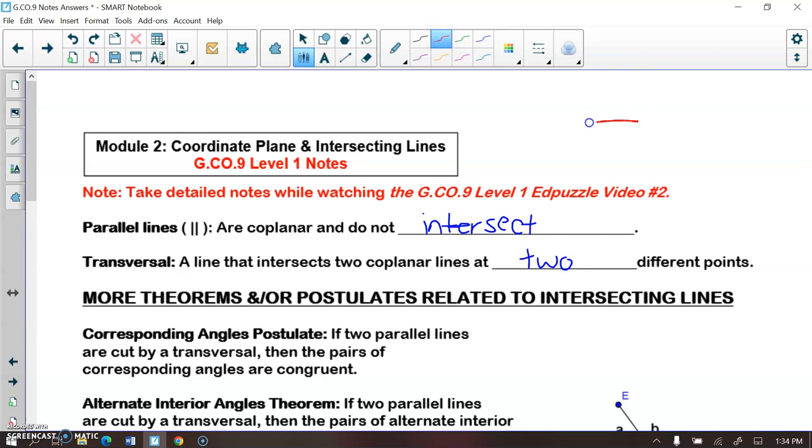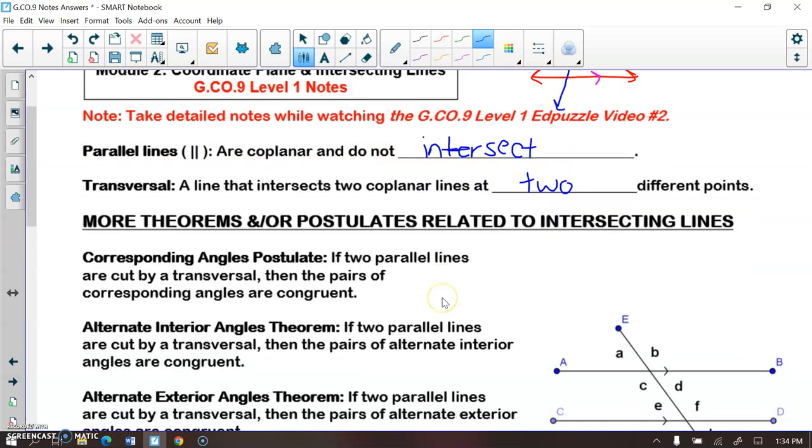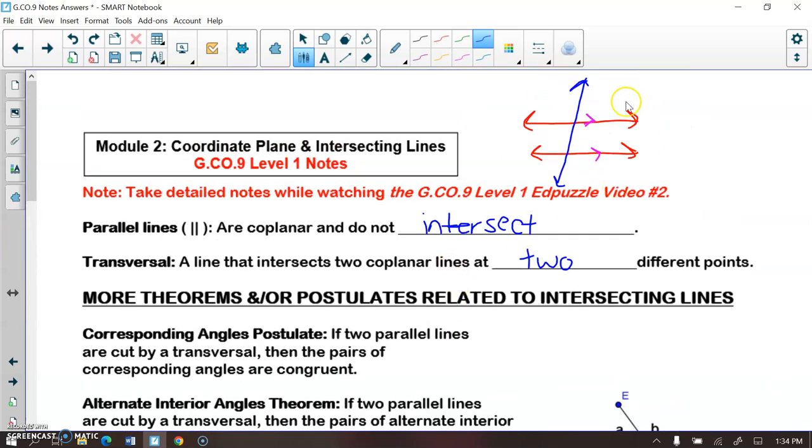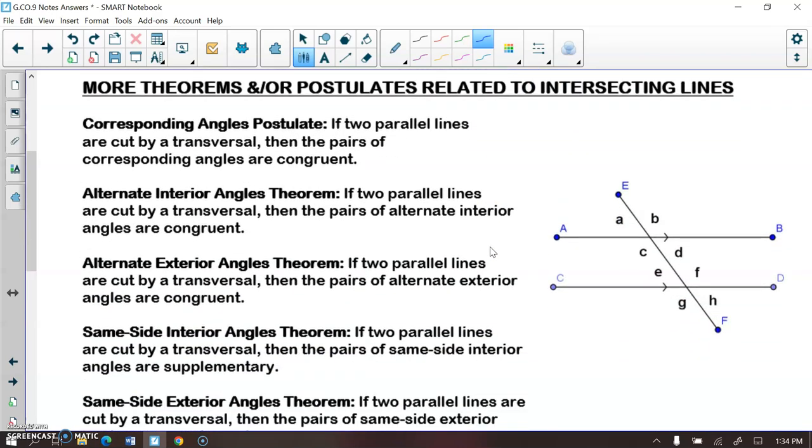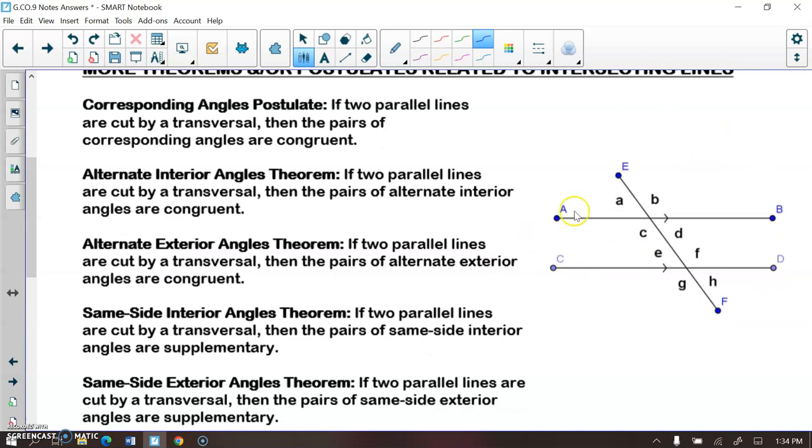So parallel lines, remember, will always have a marking on them that shows that they're parallel. Typically it's an arrow. And then a transversal is something that runs through two coplanar lines. Now, a transversal can run through any two coplanar lines. They don't have to be parallel lines. But we're specifically going to look at parallel lines and talk a lot about parallel lines today. All right, so using this figure, we're going to talk about the following postulates and theorems.